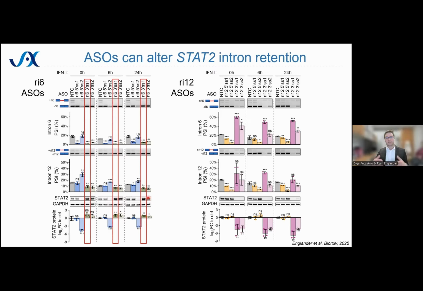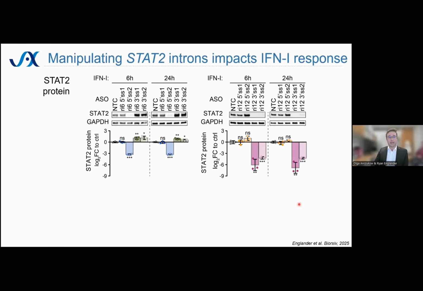So more efficient splicing, removal of these introns, leads to the production of full-length STAT2 protein that we can detect via Western blot. Alternatively, on the other hand, I want to focus in on this ASO RI12 3'SS1, which leads to an increase in retention of both intron 6 and intron 12. And that dramatically reduces STAT2 protein expression both at baseline and at 6 and 24 hours post interferon stimulation. And that actually has the expected effects that you might guess it would have on interferon signaling.